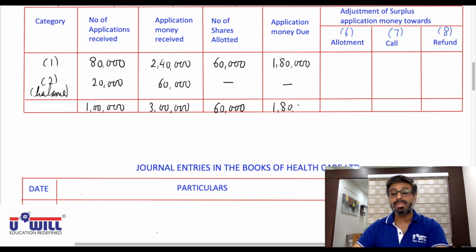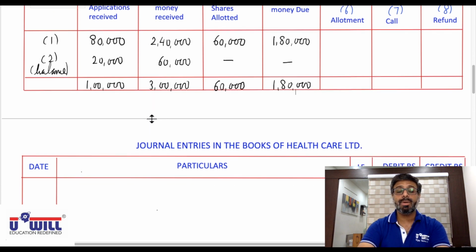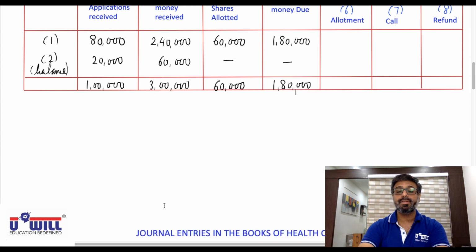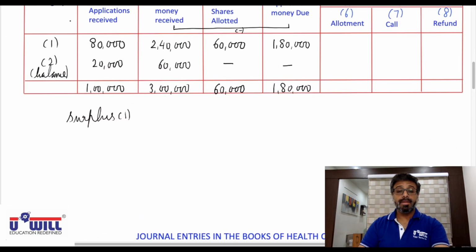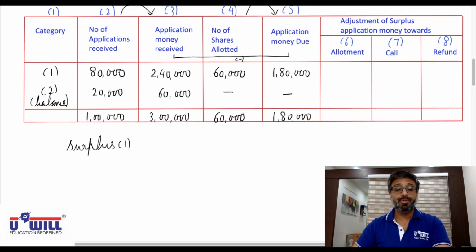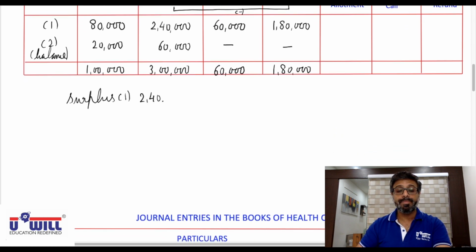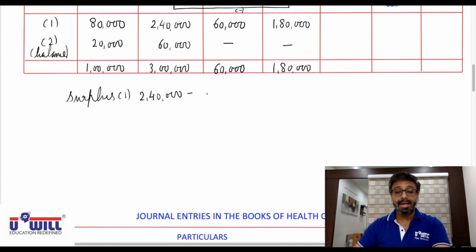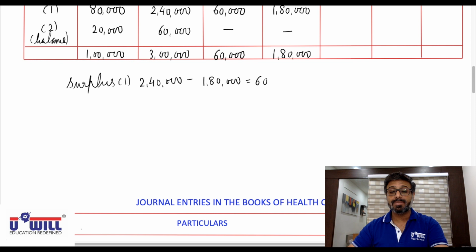Total 1,80,000 is due. Now, how will we find the surplus? You all remember that in the earlier questions also we have done it. So surplus is always obtained as column 3 minus column 5. Now we know column 3 minus column number 5. So for category 1 we will find the surplus. 2,40,000, column number 3, minus 1,80,000, column number 5. So surplus is 2,40,000 minus 1,80,000, that is 60,000.